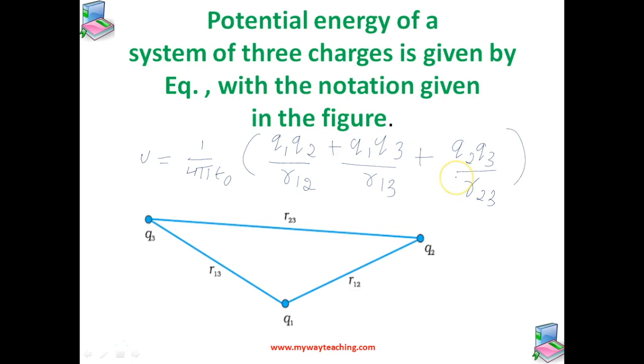manner in which the configuration is assembled. The potential energy is characteristic of the present state of configuration, not the way the state is achieved. How you bring, whether you bring Q1 first, Q2 first, or Q3 first, that doesn't matter. Whichever charge you bring first, the expression remains the same.